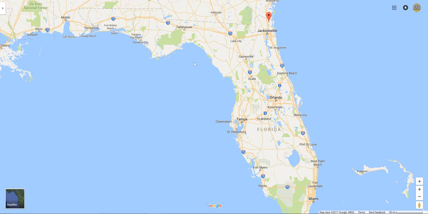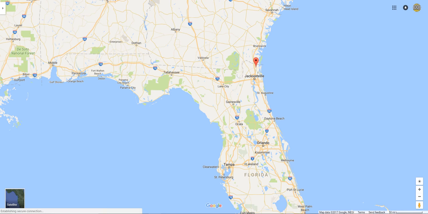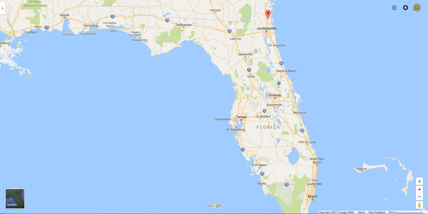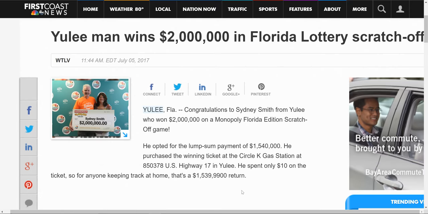Not that I know much about Florida. It's just north of Jacksonville, so it's the northeastern corner of Florida. That's a map of the United States, and that's Florida. So Yulee's right there where this red dot is, in case you were curious.